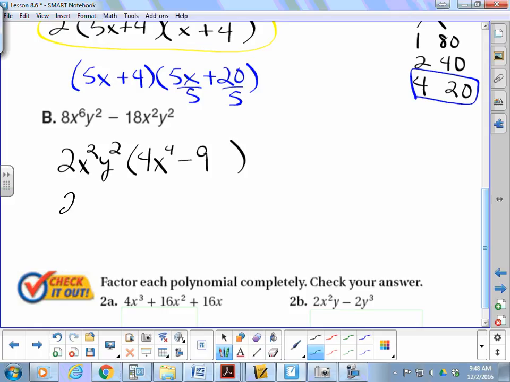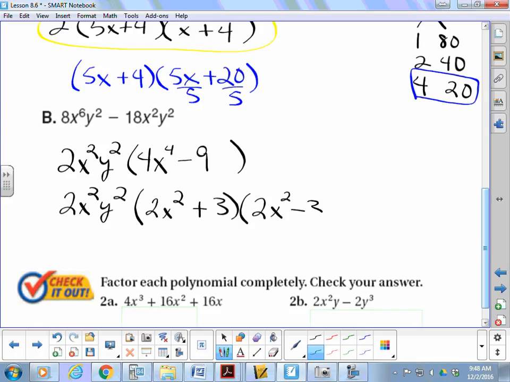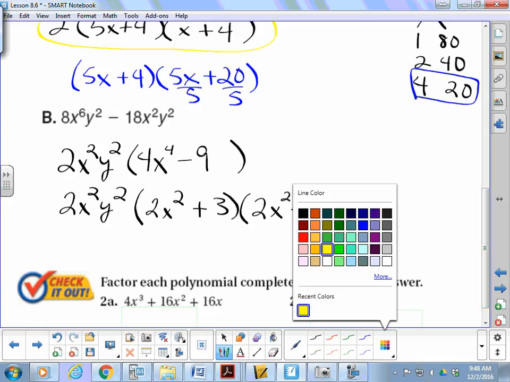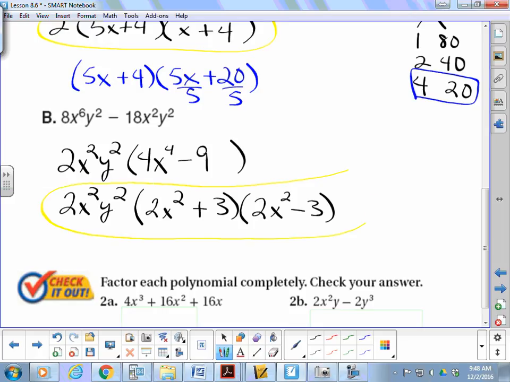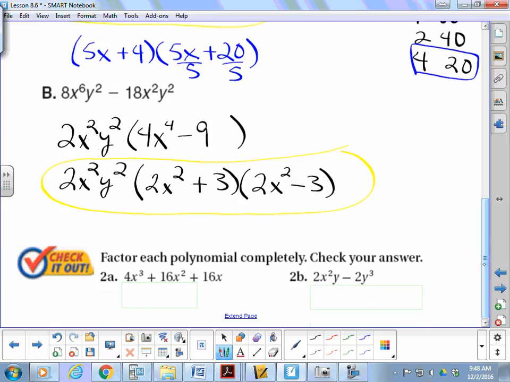So we have 2x squared y squared, that always stays there in the front. 4x to the 4th, that's 2x squared, plus 3 and 2x squared minus 3. So we look for the greatest common factor, and then what we have left in the parentheses, can I factor that? So you do A and B down here and then check it out.